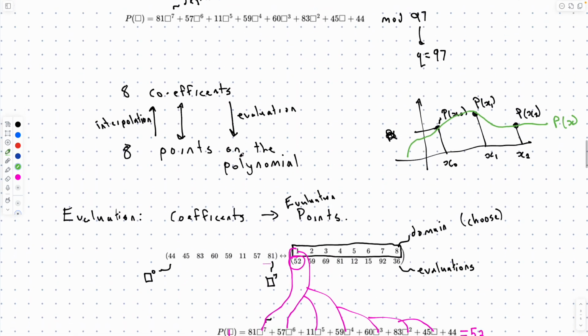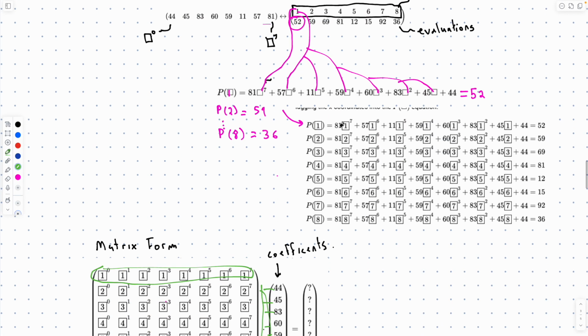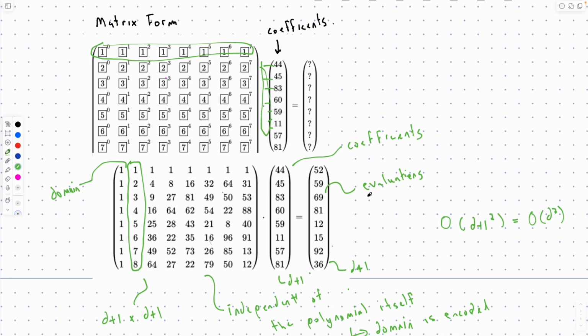Okay, so right now I'm satisfied that I can turn coefficients into a set of evaluation points. It's pretty straightforward. I just plug in the values, I evaluate the polynomials, I get the answers. Or if I want to think about a matrix, I can think of it in terms of matrix multiplication. They're equivalent to each other.